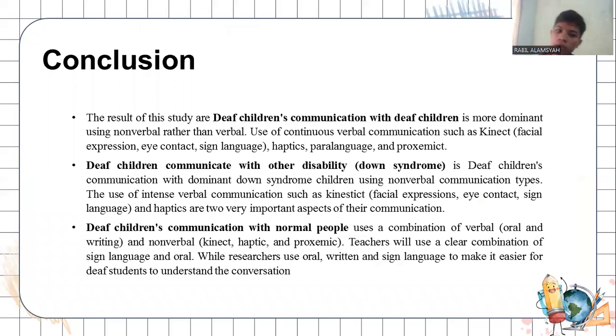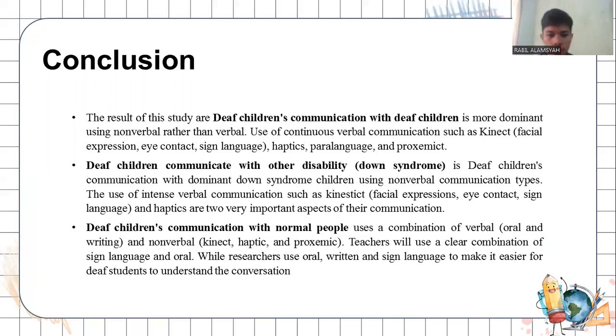So we can conclude that the result of this study is that the deaf students' communication with deaf children is more dominant using nonverbal rather than verbal. And then the deaf students communicate with other disabilities, as we said, the Down syndrome: deaf children's communication with Down syndrome children is dominated by non-verbal communication types. The use of intense non-verbal communication such as kinesthetic and haptic are two very important aspects of their communication.